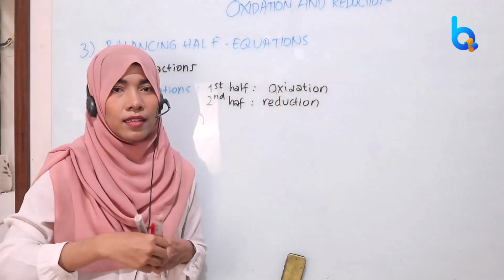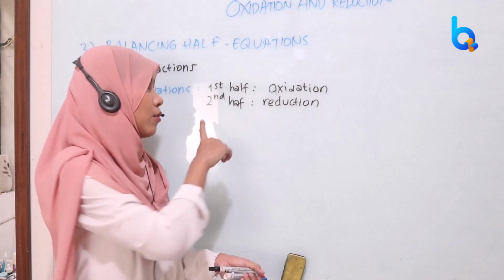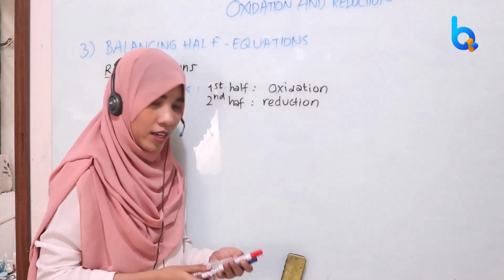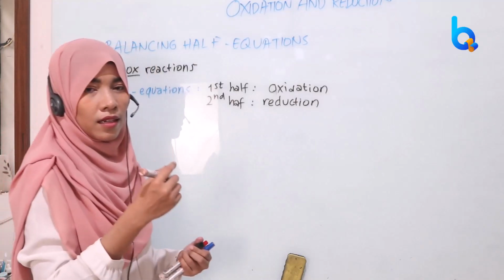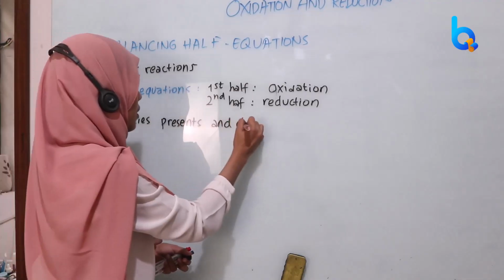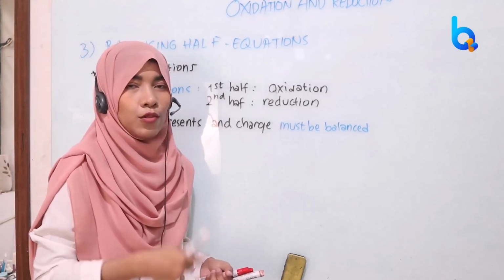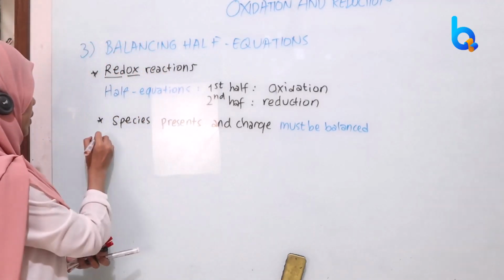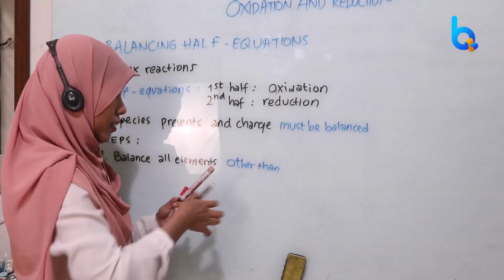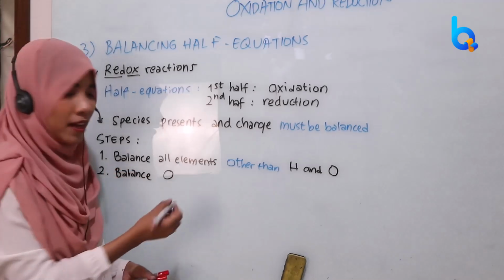Okay, and in the redox reaction, we know that the electrons lost in oxidation will be the same number of electrons accepted in reduction. So in this half equation, the phases present and the charge should be balanced. There are certain steps we can go through to get a balanced half equation. The first step is to balance all elements other than hydrogen and oxygen. Okay, and then second, we balance the number of oxygen by adding H2O.